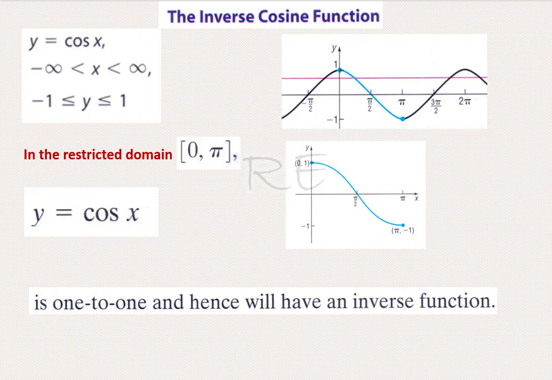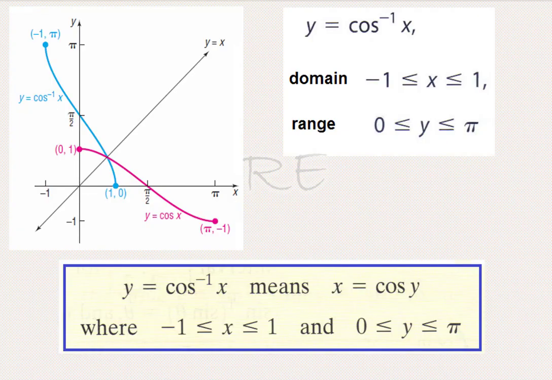The trig function y equal to cosine x does not have an inverse. It fails the horizontal line test. However, if we restrict the domain from 0 to pi, then we have a function that is constantly decreasing and is 1 to 1. Y equal to inverse cosine x will have a domain of x between -1 and 1, and a range of y between 0 and pi.